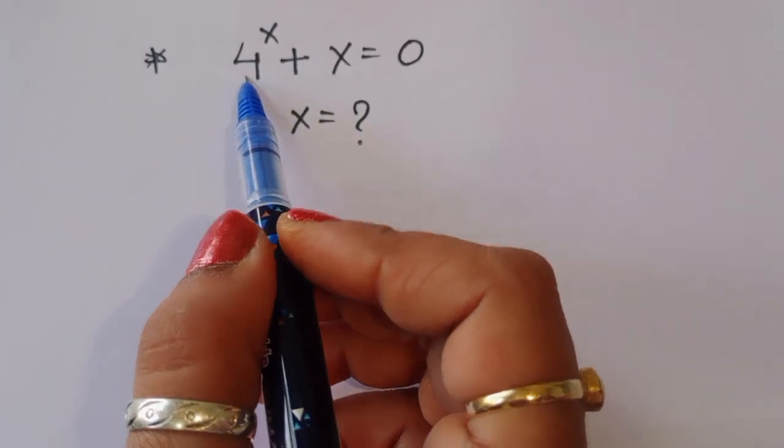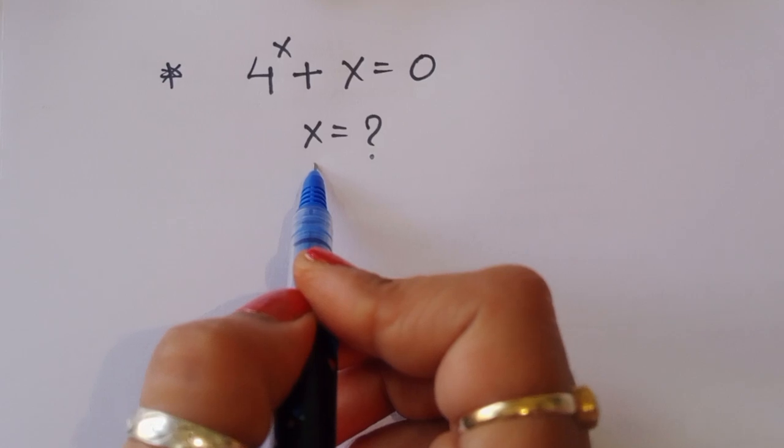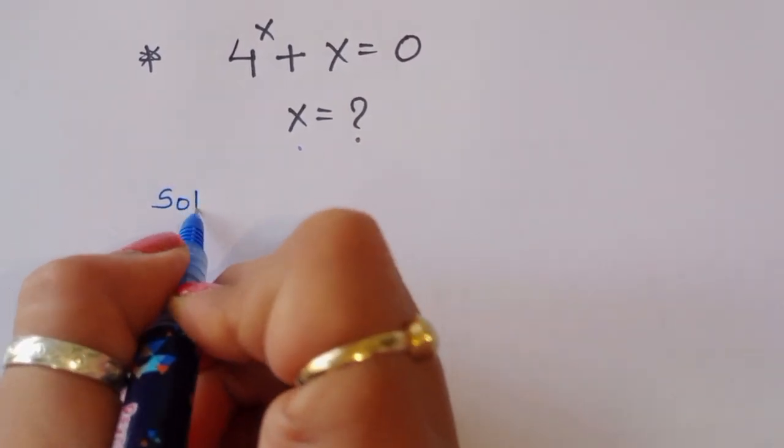Question is, given 4 power x plus x is equal to 0, we have to find out the value of x here. How can we find it out? Let's see the solution.